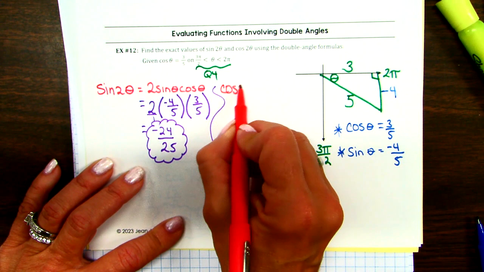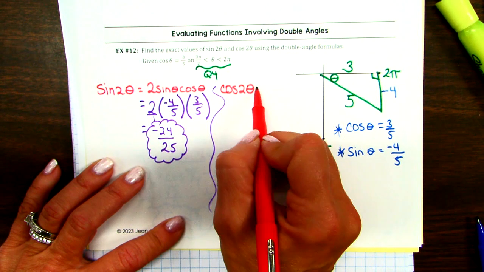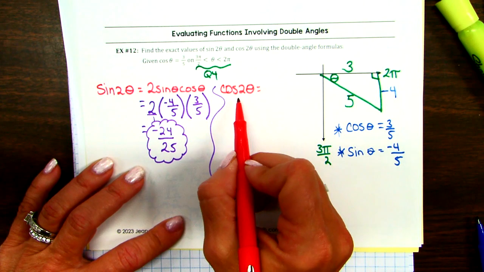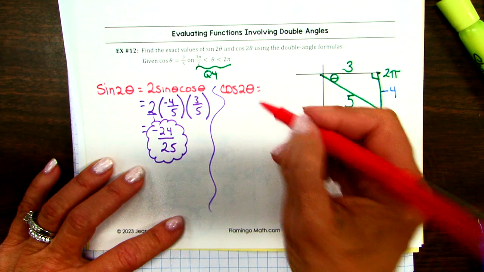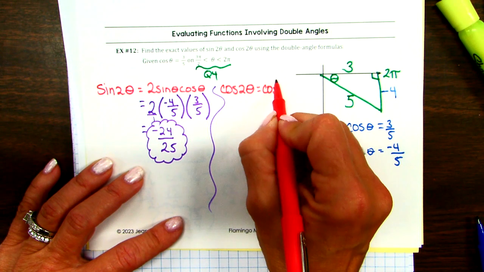Cosine 2 theta. Remember I spent a lot of time talking about that at the beginning of class? You can use any of the 3 formulas when you find it. It doesn't matter, and I'll prove it to you. I'm going to use the one I want you to try to remember.